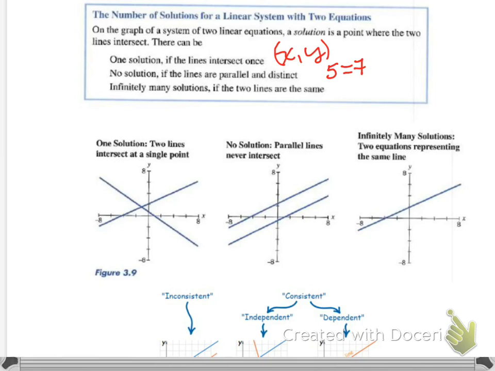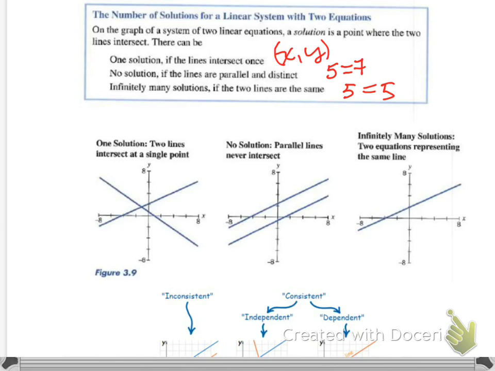You could have infinitely many solutions, and that's if the two lines are exactly the same. So you might get an answer like 5 equals 5. That is true, but it provides you no additional information. That is your tip-off that your lines are the exact same line. They intersect at an infinite number of points because they are lying right on top of each other.